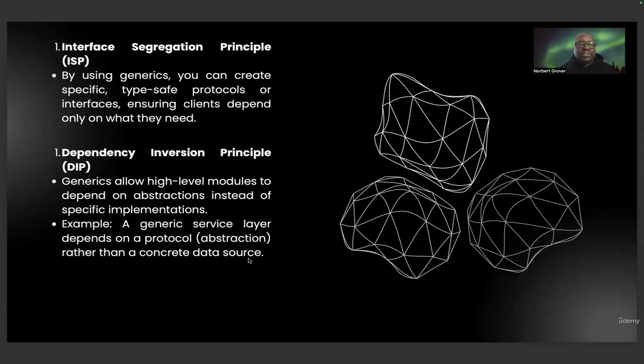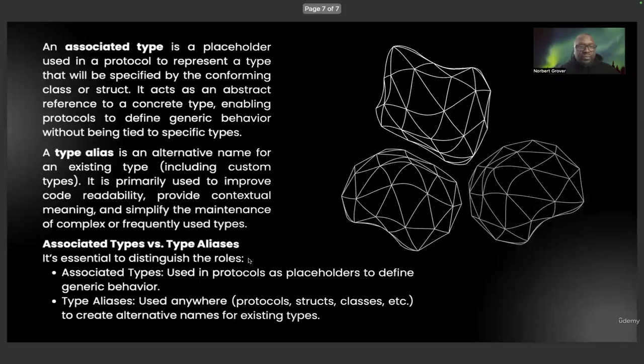Then there's the interface segregation principle. By using generics, you can create specific type-safe protocols or interfaces, ensuring clients depend only on what they need. Okay, dependency inversion principle. Generics allow high-level modules to depend on abstractions instead of specific implementations. Again, we're going to get into this in the examples that I show you.